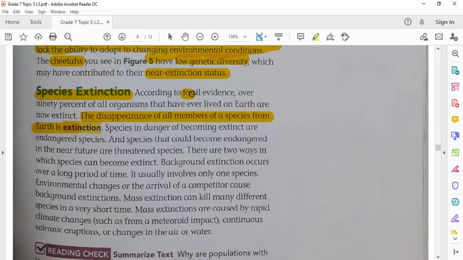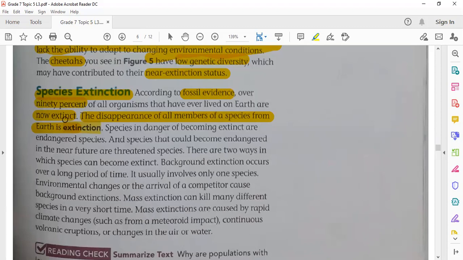Fossils are the remains of organisms, like bones. You can say that fossils are part of an organism or a whole organism that is stored from millions of years. According to fossil evidence, over 90% of all organisms that have ever lived on Earth are now extinct. It's amazing. 90% of organisms that lived in the past are extinct or disappeared.